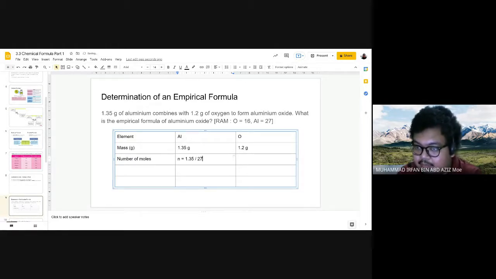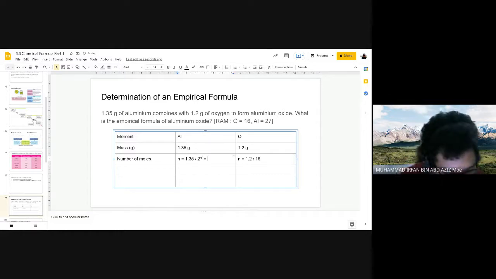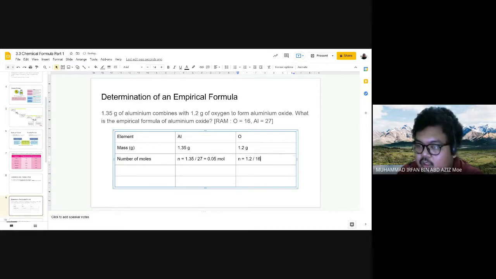Jadi for oxygen pula, n equal to 1.2 divide by 16. And then you will get apa ni? Dekat sini 1.35 divide by 27, you will get 0.05 mole. And sini akan dapat 0.075 mole. So after that, kita dah buat number of moles ni.